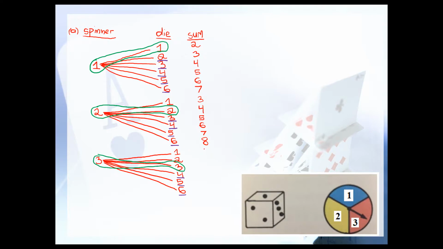3 plus 1 would be 4. 3 plus 2 would be 5. 3 plus 3 would be 6. 3 plus 4 would be 7. 3 plus 5 would be 8. And then 3 plus 6 would be 9.